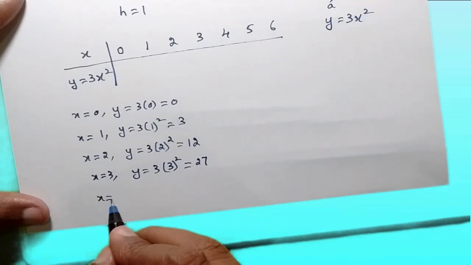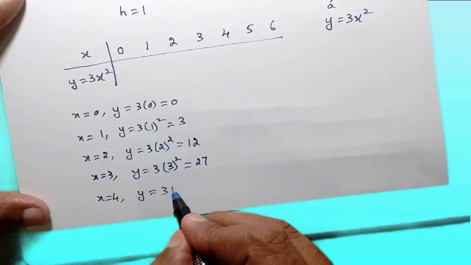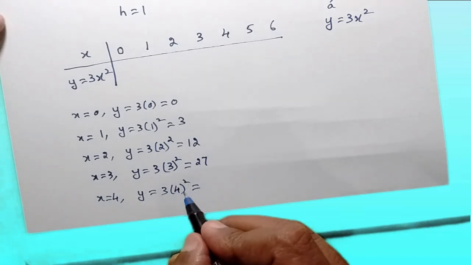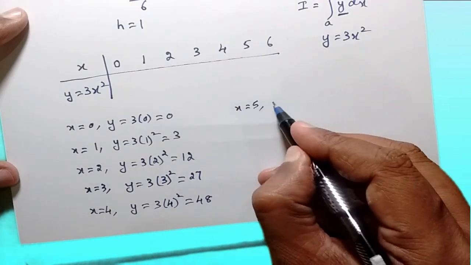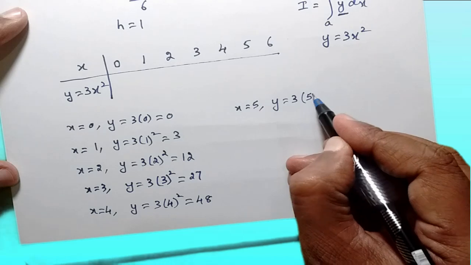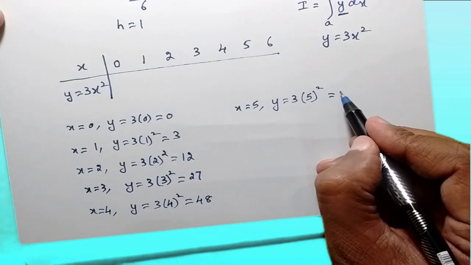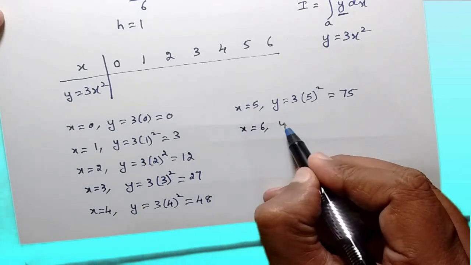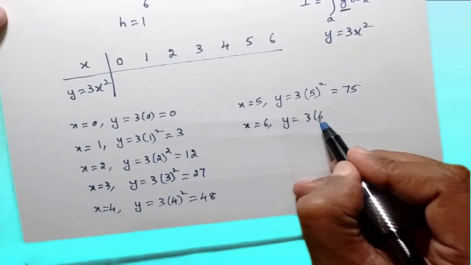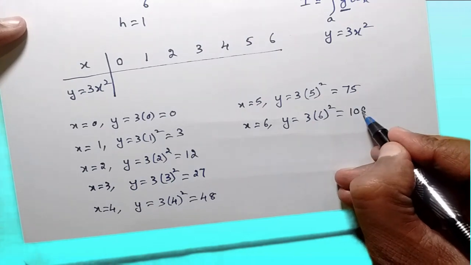Then you have x equal to 4. You get y equal to 3 times 4 square. 4 square is 16, and 16 times 3 is 48. Then when x is equal to 5, the y value is 3 into 5 square. 5 square is 25, and 25 times 3 is 75. Then you have x equal to 6. y is 3 times 6 square. 6 square is 36, so 36 multiplied by 3 gives 108.